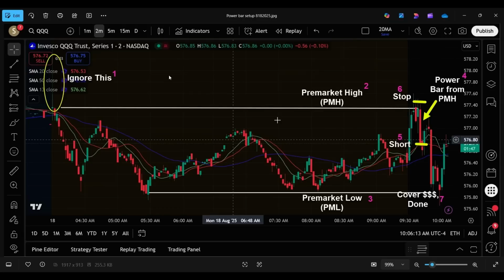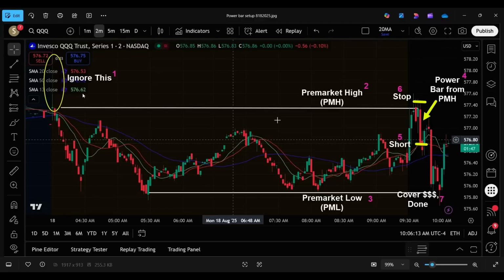I've had some interesting comments on the video, and I'm not looking for confluences. I don't care about volume. I know there's a lot of volume at the open on the Qs. I don't need additional filters, but I appreciate everyone commenting and adding your own take to the trade. But this is the simple trade as it is.